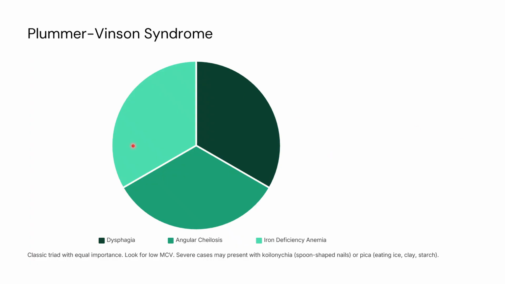What is Plummer-Vinson syndrome? Plummer-Vinson syndrome is a characteristic triad. Because of the iron deficiency anemia, it can result in angular cheilosis, it can result in spoon-shaped nails, and it can result in a web which is present in the esophagus, resulting in dysphagia.